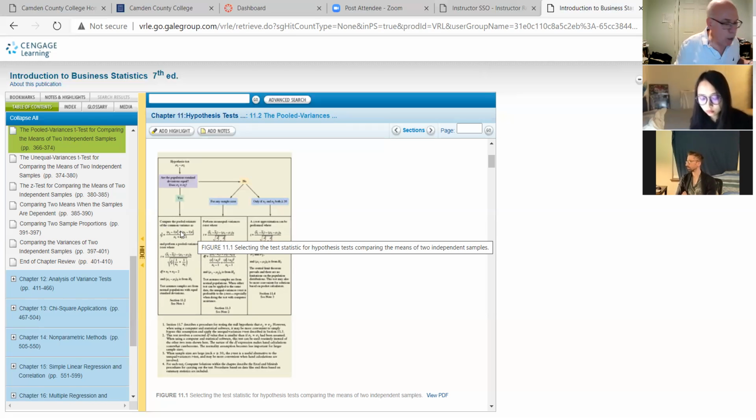What's n2 minus 1? The degrees of freedom for group 2. What you're doing is taking your sample variance, which means if you only have the sample standard deviation, you have to square it to get the sample variance. So you need the sample variance for group 1 and for group 2, multiply each by its respective degrees of freedom, add them up, and that's your numerator. The denominator is the sum of those degrees of freedom.